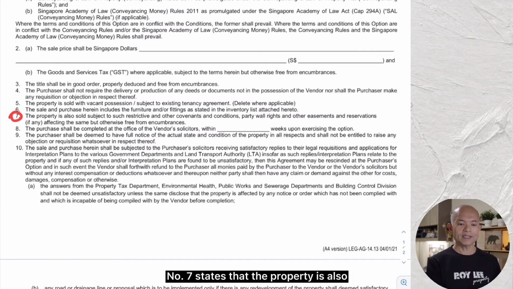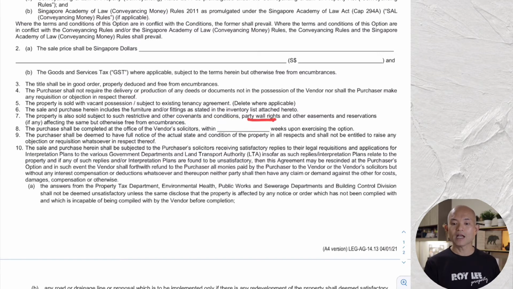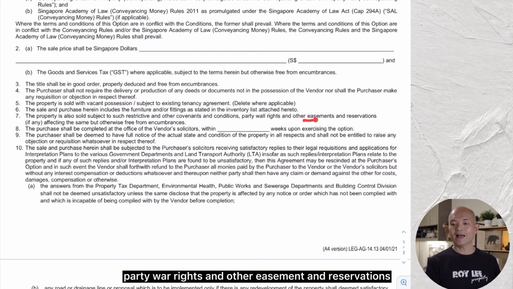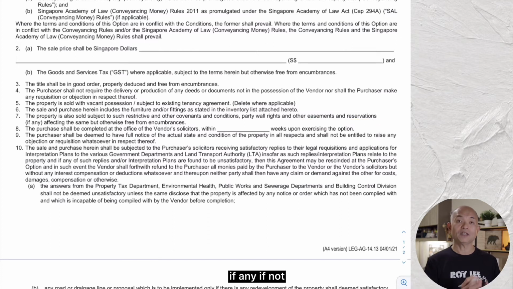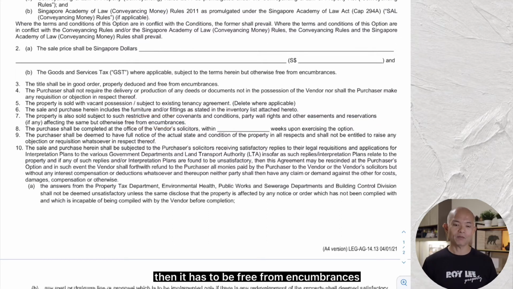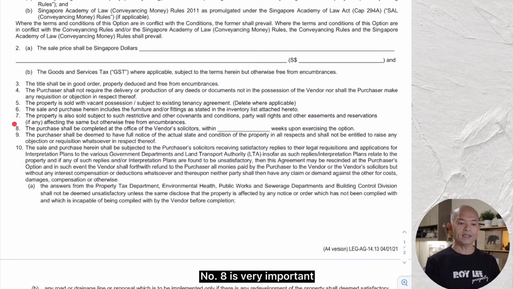Number 7 states that the property is also sold subject to restrictive and any other covenants and conditions, party wall rights, and other easements and reservations, if any. If not, then it has to be free from encumbrances. Number 8 is very important.